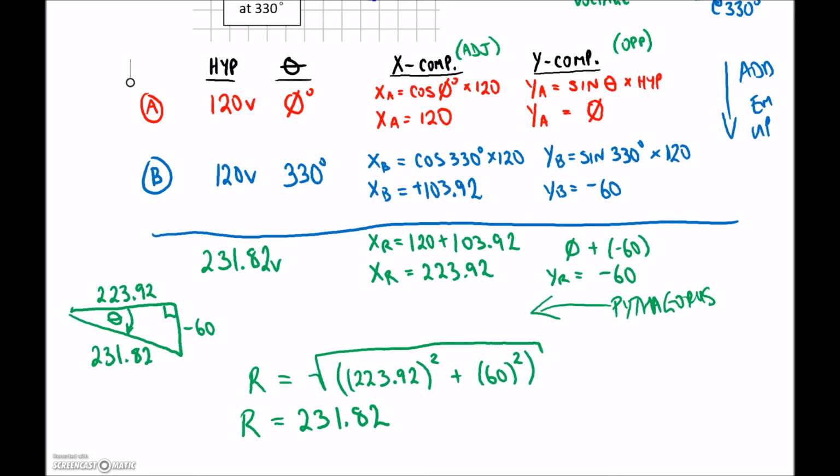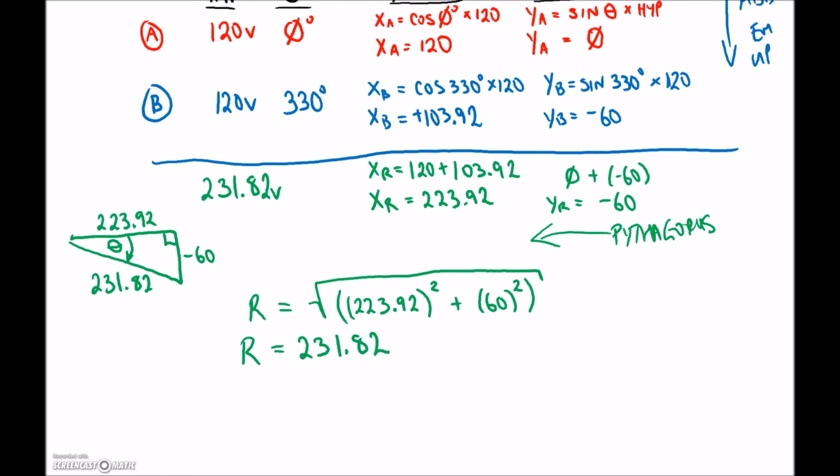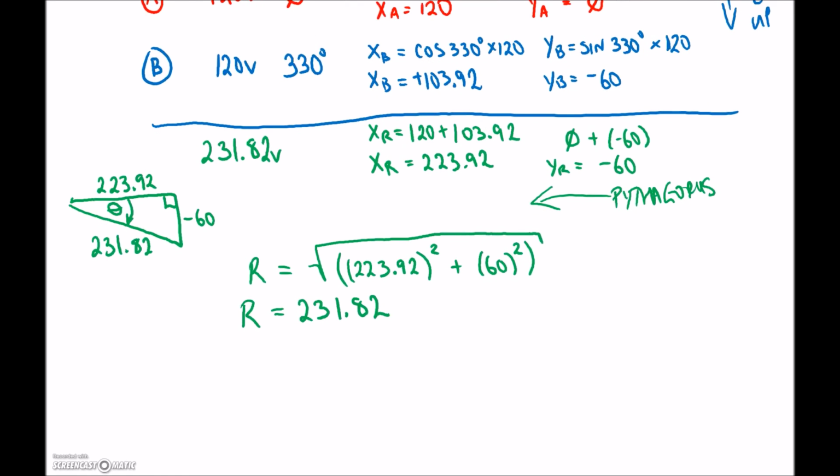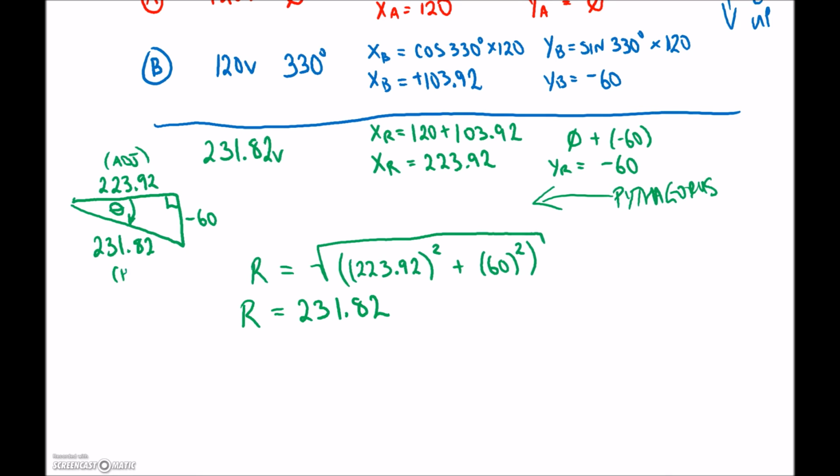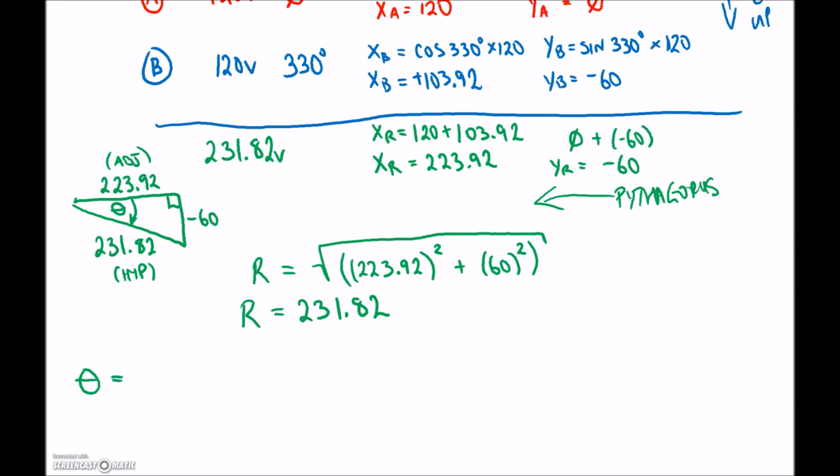So we can use sine or cos or tan. I'm going to use cos. So here I have my adjacent. Here I've got my hypotenuse. So in order to find my angle, I'm going to do the inverse cos of my adjacent over my hypotenuse. So in that case, I'll do the inverse cos. The adjacent there is 223.92. And my hypotenuse is 231.82.